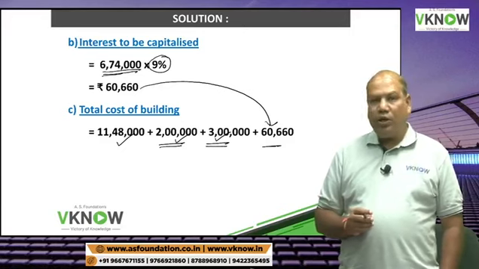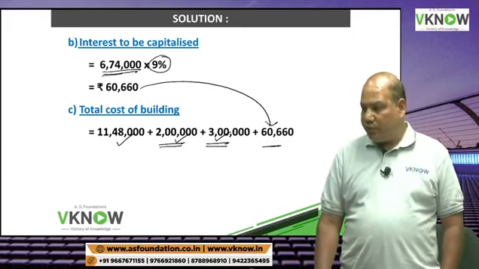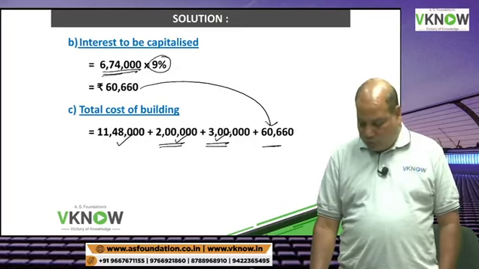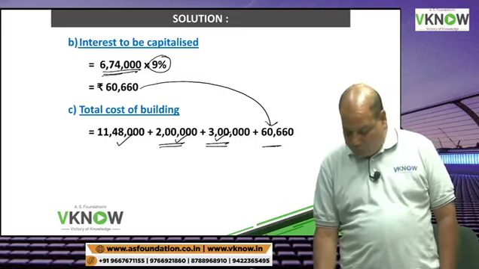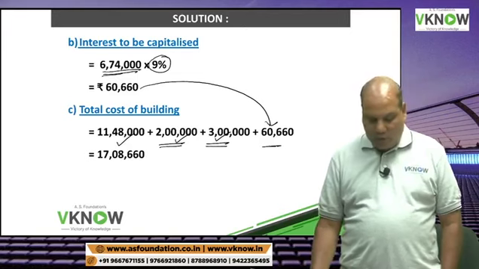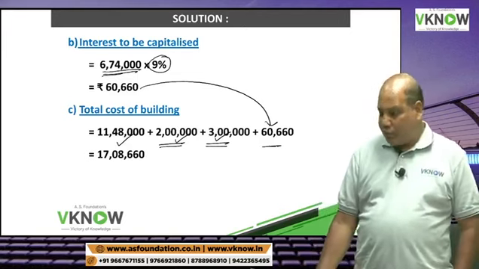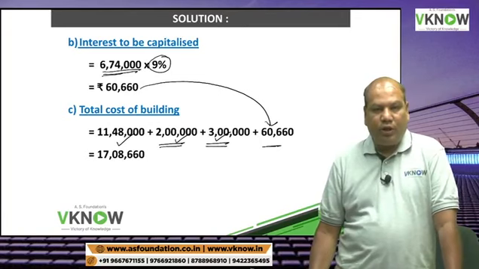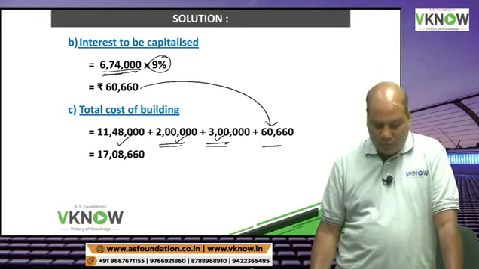The total carrying amount of building will be how much? Calculate and tell me. This seems to be 17 lakh something. 17 lakh 8,660. The total cost is 17 lakh 8,660.